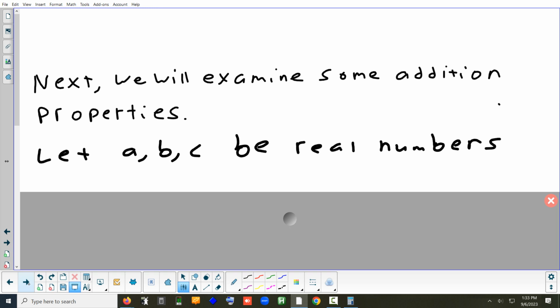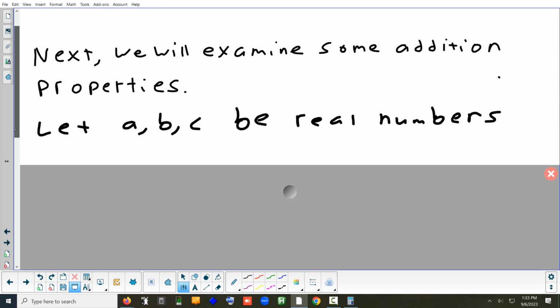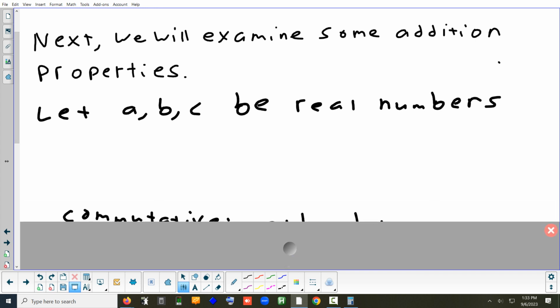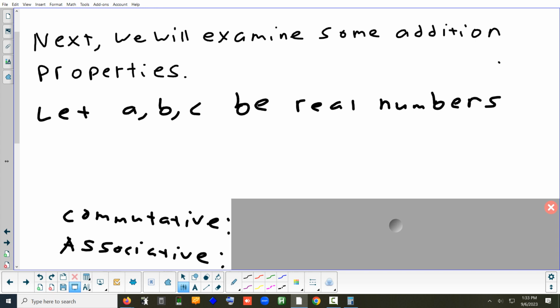Okay. So let's look at a few properties. You might have seen some of these before, like commutative, associative, distributive, things like that. To write down these properties, I need to use some letters. And the letters I'm going to use could represent any real number. So these properties apply to positives, negatives, zero, fractions, or decimals.